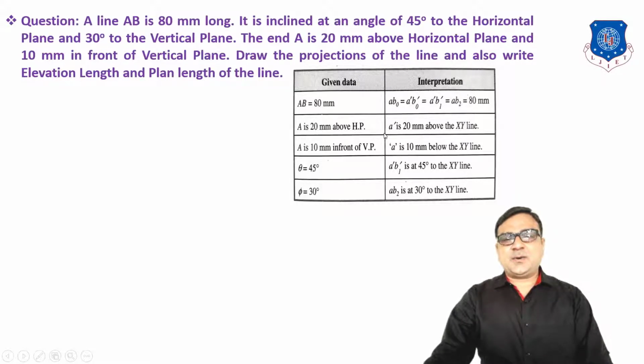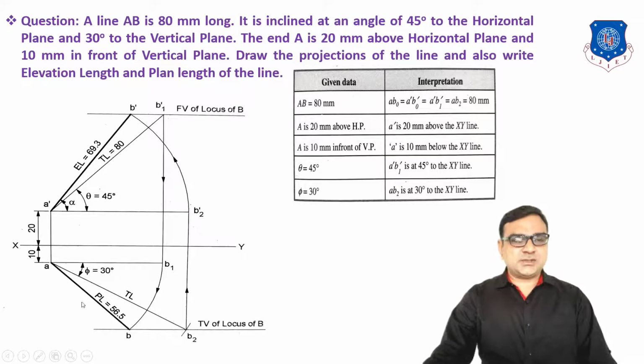A is 20 mm above HP, which means the front view A dash is 20 mm above the XY line. A is 10 mm below XY because A is 10 mm in front of VP. Theta of 45 degrees means the true length line A dash B1 dash is inclined at 45 degrees to the XY line, and phi of 30 degrees means AB2 is at 30 degrees to XY.